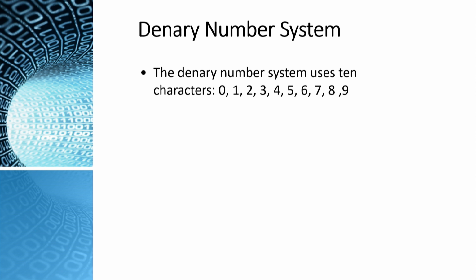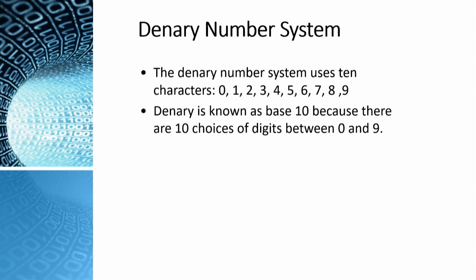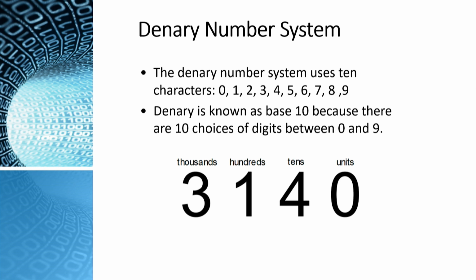In everyday life, we use numbers based on combinations of the digits between 0 and 9. This counting system is known as decimal, denary, or base 10. The denary number system is the most common number system. Using the denary number system, 3, 1, 4, 0 reads as 3140. Each digit is worth 10 times the digit before it. That is, it counts in multiples of 10.